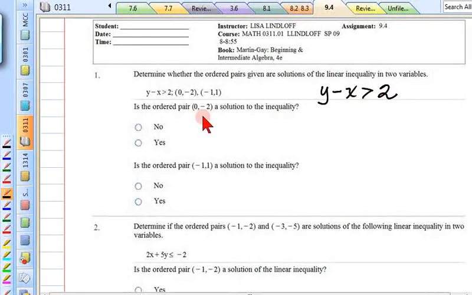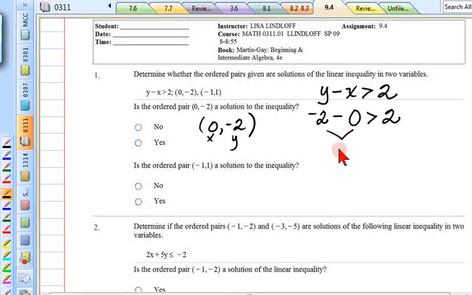If I do the first one, it says, is the ordered pair (0, -2) a solution? Well, I need to plug in x is 0 and y is -2, and then just see if I have a true or false statement. So I have -2 minus 0 greater than 2. Simplify the left-hand side of that. -2 minus 0 is -2. Is -2 greater than 2? No. That is a no, which means it's not a solution.